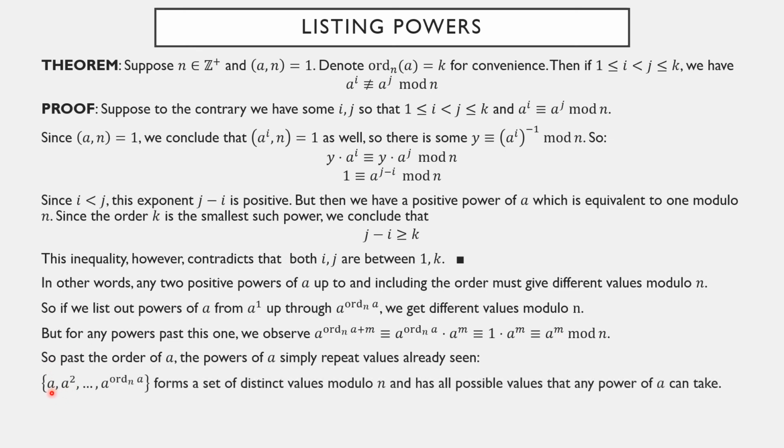So if I list out the positive powers of a from the first to its order, those are all distinct modulo n, but also they're the only values that any power of a can take modulo n. If I keep going for higher and higher positive powers, I'm not seeing anything new.